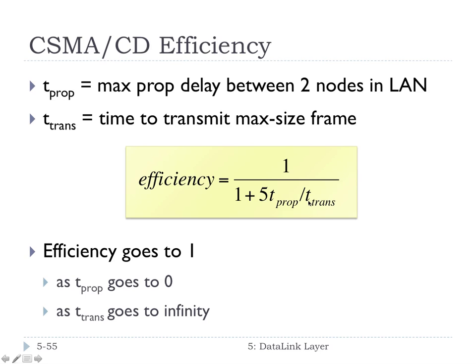As the time to transmit the maximum size frame gets large, if that goes to infinity, this whole thing goes to 0, and it becomes close to 1 also. So that's kind of looking at it on the boundaries. Does that make sense? Why these properties would exist?